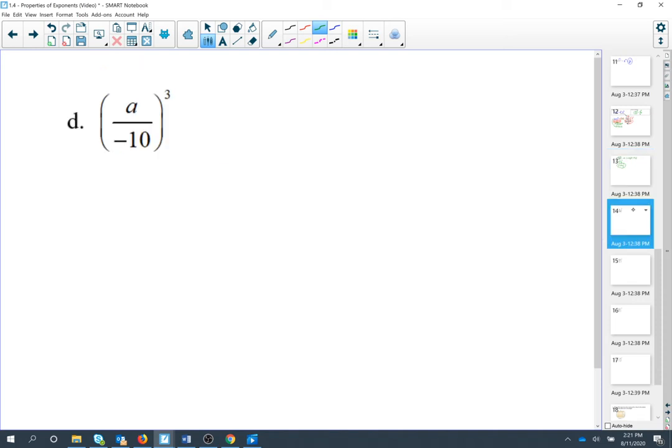Letter D, a divided by negative 10 to the third power. This one, we're going to take our third power and distribute it to the a and to the negative 10. So I'm going to have a to the third power over negative 10 to the third power. And when we're dealing with negatives, if the negative is inside parentheses, even when you apply that exponent, you should leave your negative inside parentheses.